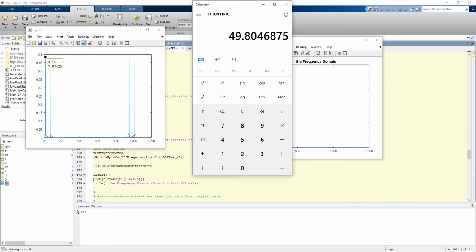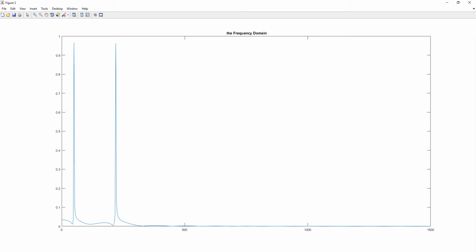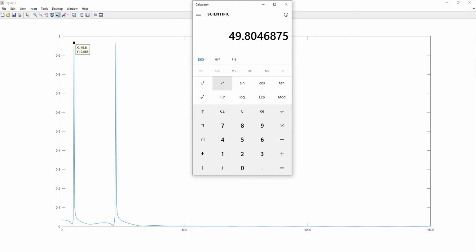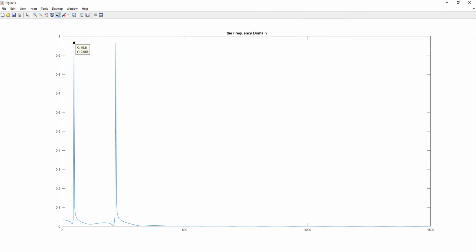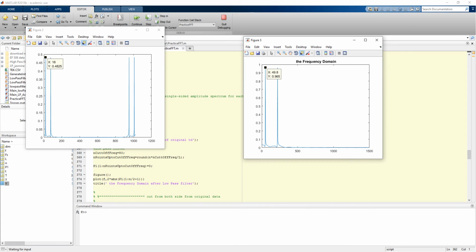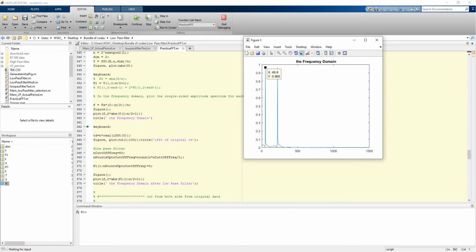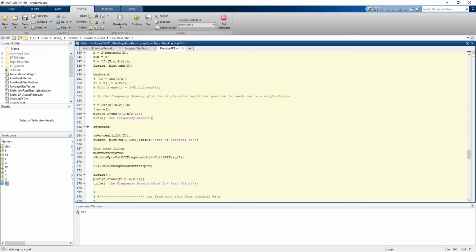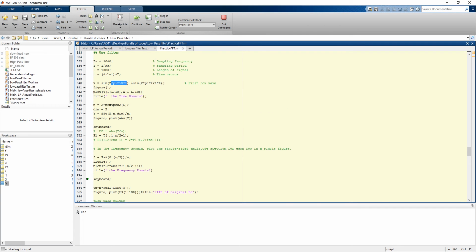If we see here, 49.8. It actually depends on your sampling frequency. Based on the sampling frequency, you can reach the nearest value to 50 Hz. So that's why you have to be careful. So for these signals, we know what the frequency is here, say 50 Hz or 220 Hz.